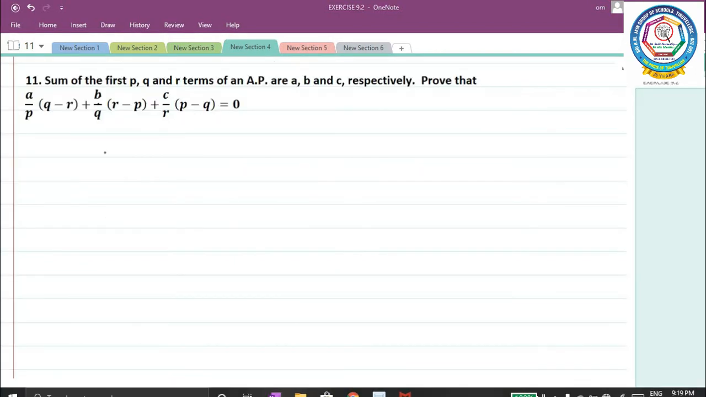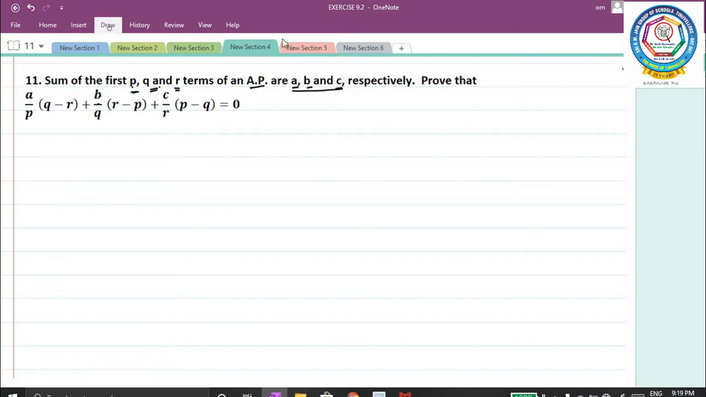Sum number 11. Sum of first p, q and r terms of an AP are A, B, C respectively. Then prove that A by P into Q minus R plus B by Q into R minus P plus C by R into P minus Q equal to 0. So what is given? Sum of P, Q and R terms is A, B, C is given.